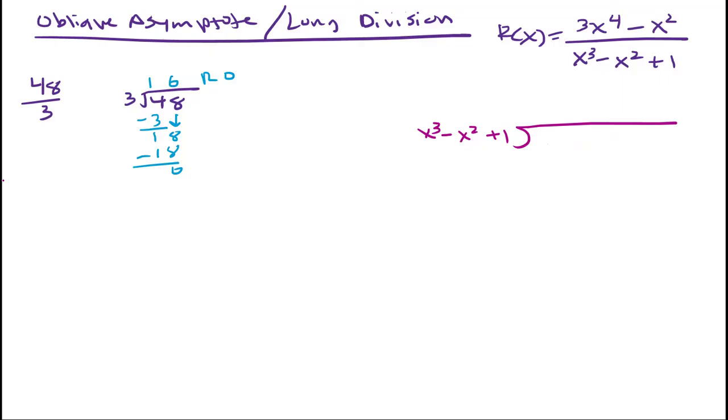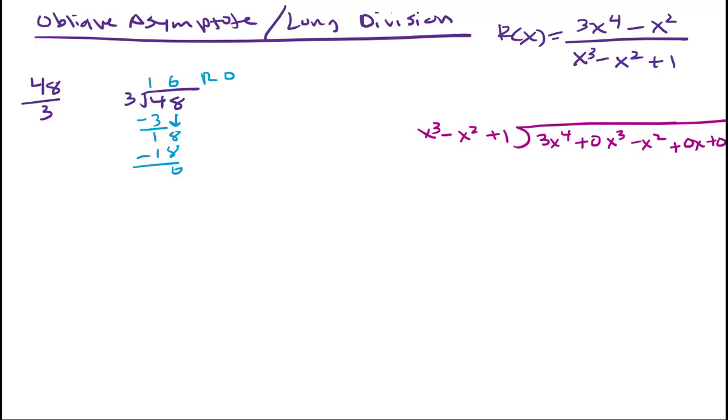But notice that I have some missing terms, right? Some gaps here. So what I'm going to do, I'm going to put some placeholders there. I don't have to do that, but it does help when I'm doing this long division. So I'll have 3x to the fourth, okay? And then I'm going to put a placeholder. So I'm going to have plus 0x to the third. Then I have the minus x squared. Then put another placeholder, 0x, all right? And then plus 0, all right? And so again, that just helps me as I do this long division.